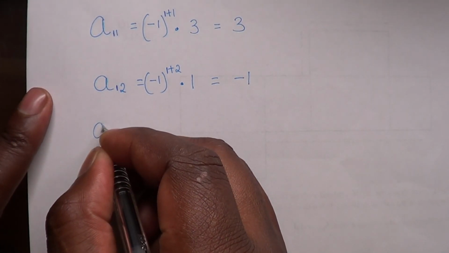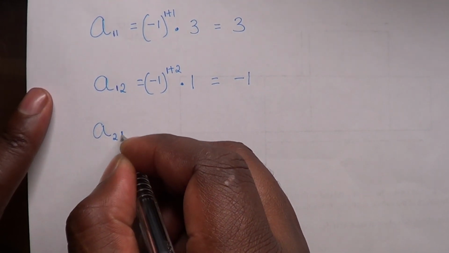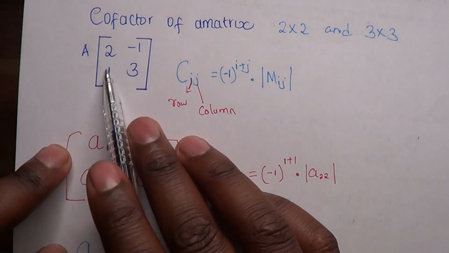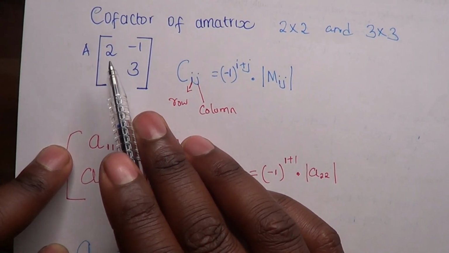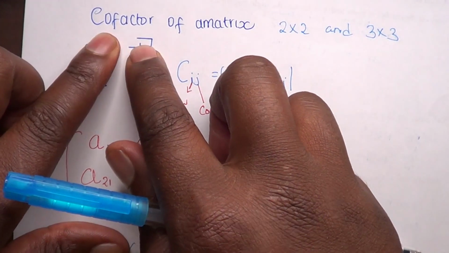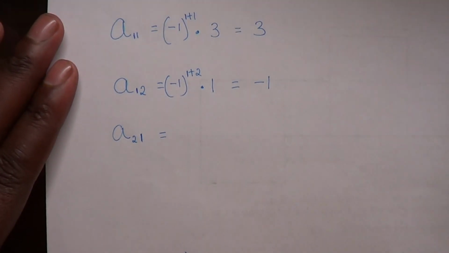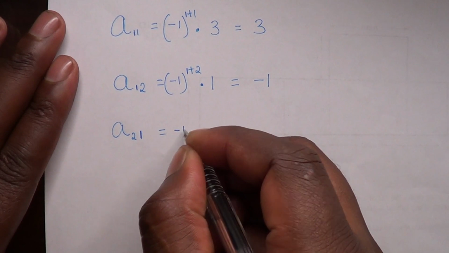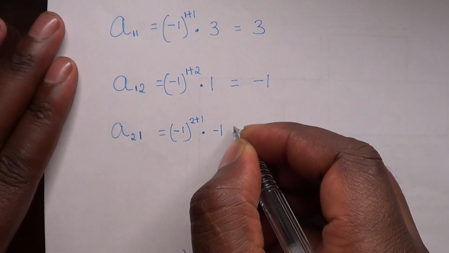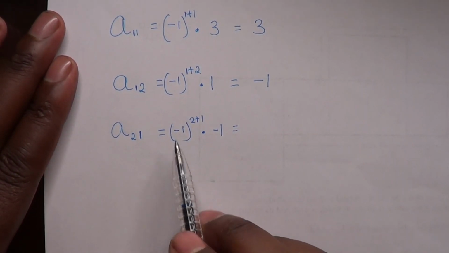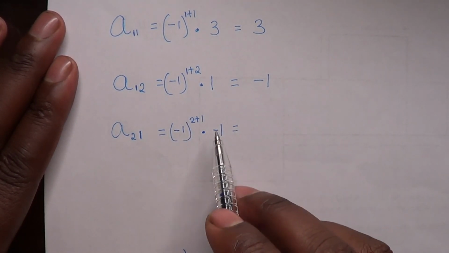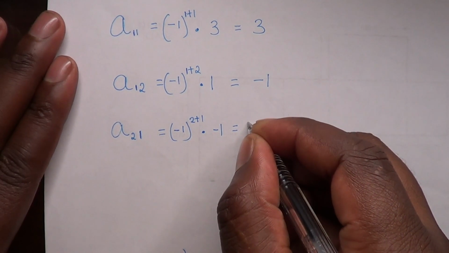That's now, let us look at second row, first column. It will be second row, first column. You look here, second row, first column, this one here. So here we have to take this one and then we close here. We close this one, we remain with negative 1. So to calculate the cofactor of that one, it will be negative 1 to the power of 2 plus 1, times negative 1. That's now the minor of it. So 2 plus 1, that is 3. Negative 1 power 3, that's negative 1. Negative 1 times negative 1, we get positive 1.